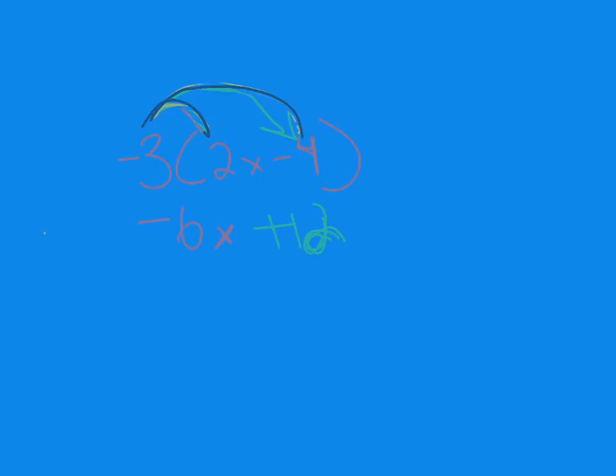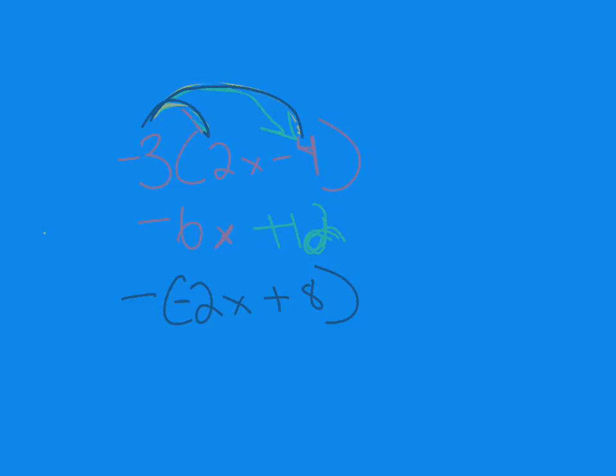So let's do another one. Sometimes you might get a negative here like this. -2x, make that -2x, plus 8. Doesn't really matter. So we're going to distribute that negative.